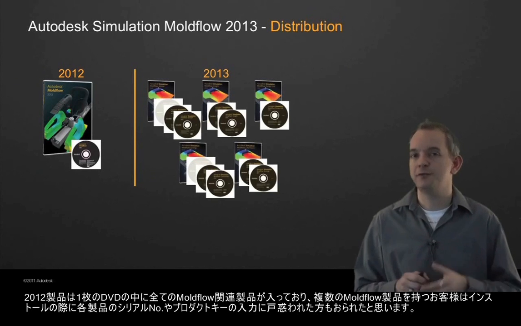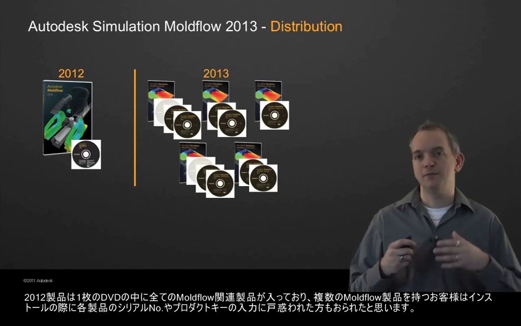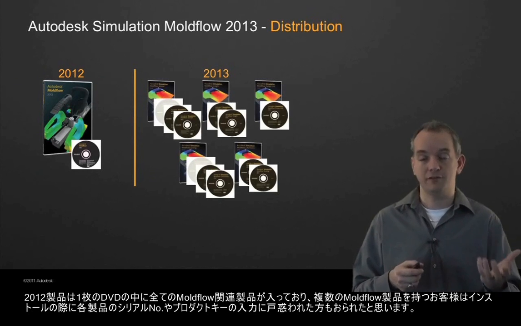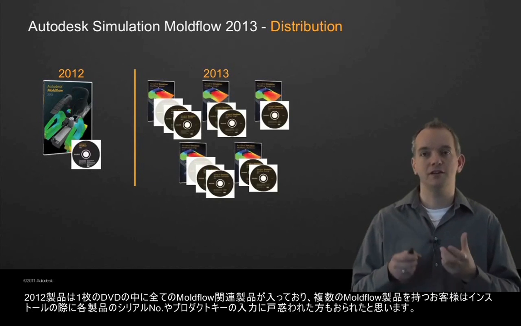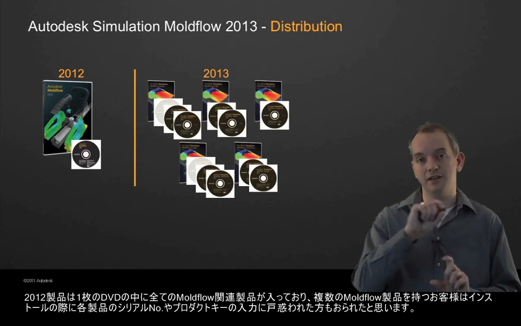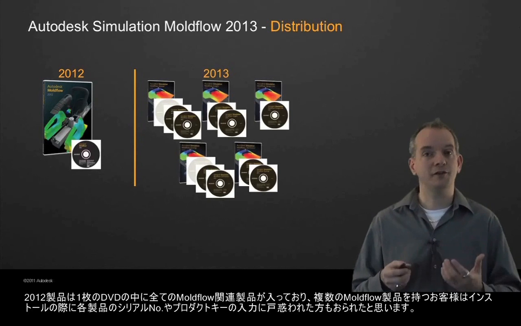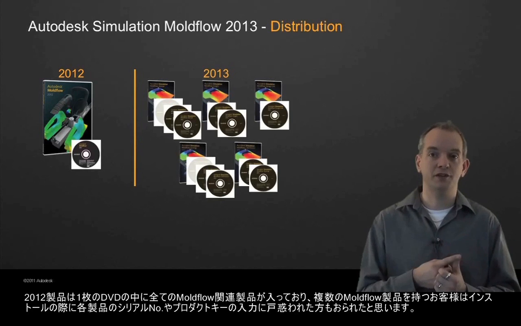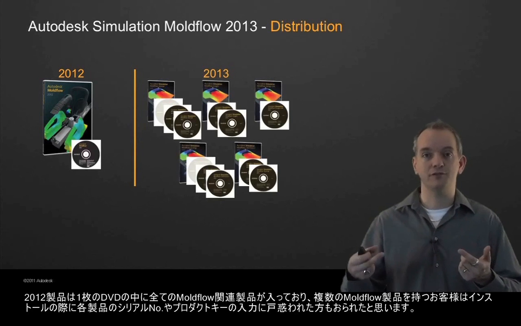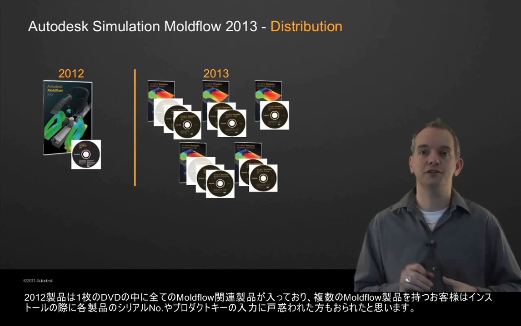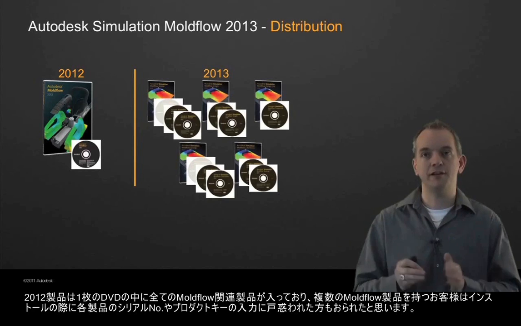For the 2012 release, we had one single DVD that contained all the Moldflow products. So if you had several products out of our product line, you would get the exact same DVD several times, with the only difference being the serial number and product key on the back. This was very confusing for customers that wanted to install, let's say, the Advisor product, and maybe actually were using the serial number or product key that was for the Inside product. So there was a lot of confusion in how to install the software. So we simplified it quite a bit now.